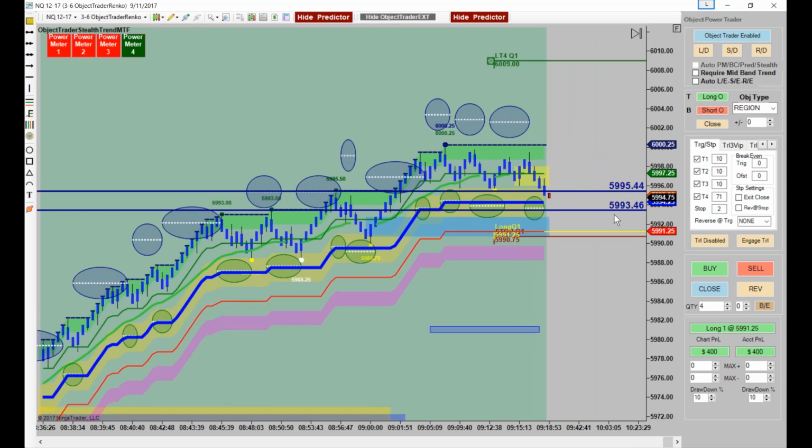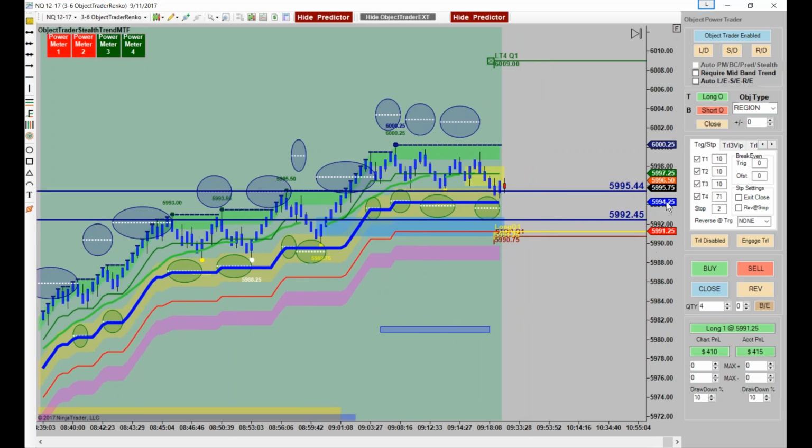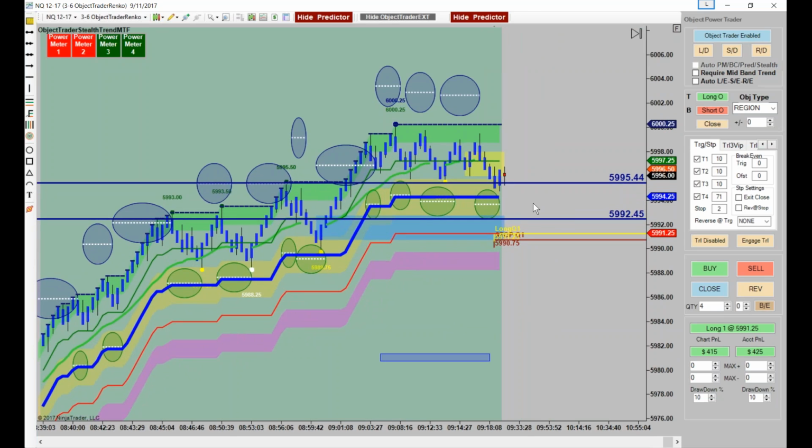Let's see, to consider a reversal, it would have to test and drop below the 5993. I would think, well, matter of fact, I like to even watch these predictors, because until it takes this predictor out, it's still pretty much heading up. See how it just tested support there? That was another good little bounce area. You could have added, had the line drawn, right? So you could have added there.